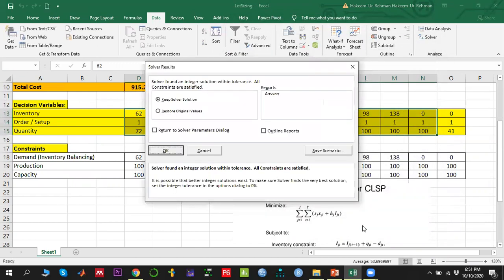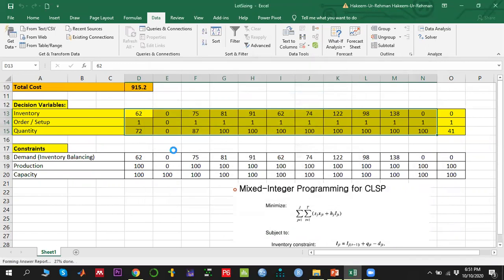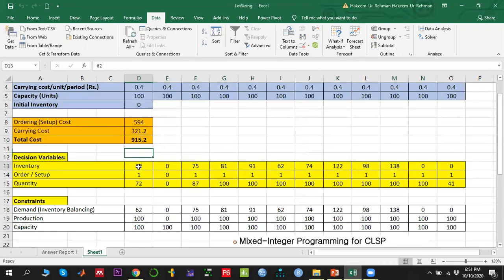If we click the Solve button, and if you want to generate the answer report, click Answer and press OK. Once you have clicked there, you can see that you have found these values. These are the decision variables and this is the total cost. This indicates how much inventory we should have in this particular time period and so on. This is the setup for that particular product, which you can call the order, and this is how much production quantity we should produce.